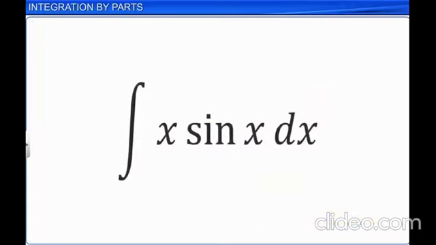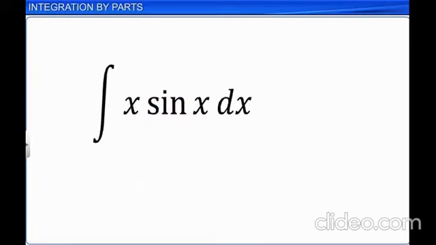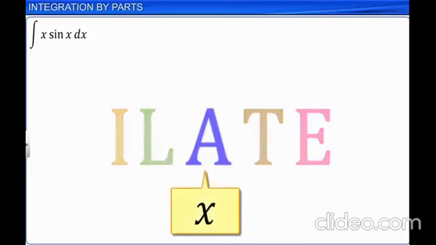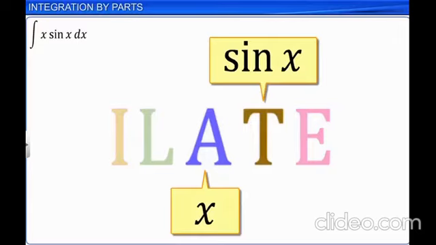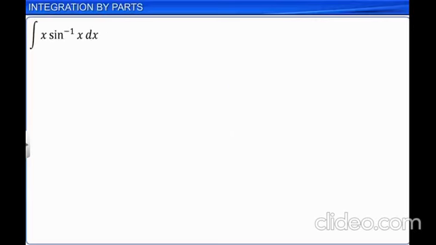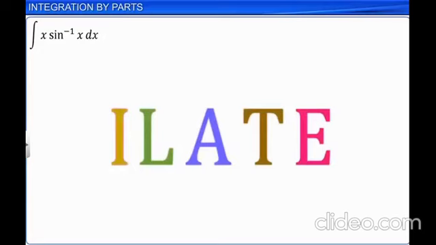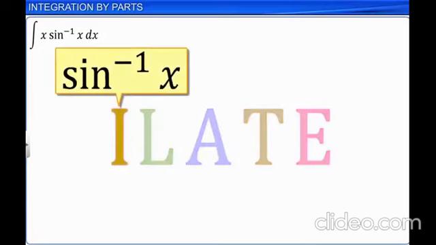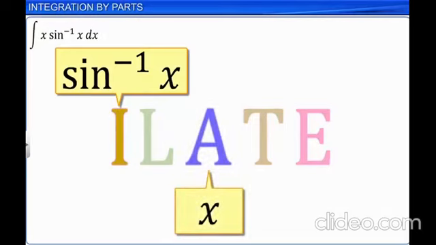We have here an integral to demonstrate the use of this precedence rule. In this integrand, we have an algebraic function, x, and a trigonometric function, sin x. According to the ILATE rule, x is considered the first function and sin x is considered the second function. Now, let's consider the integral of x sine inverse x. Here we have an algebraic function x and an inverse trigonometric function sine inverse x. According to the ILATE precedence rule, we should take the sine inverse function as the first function and x as the second function. So the integral can be written as shown here.